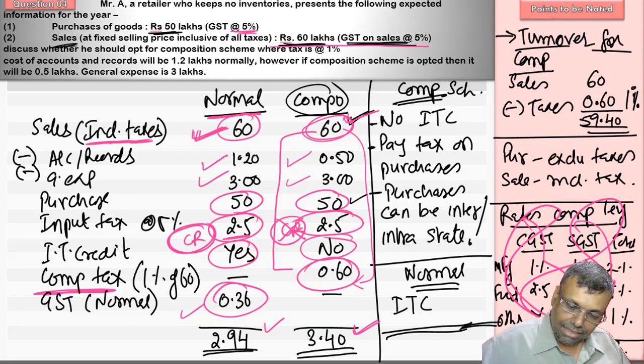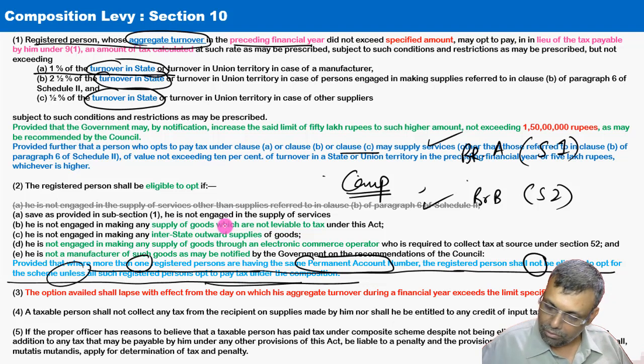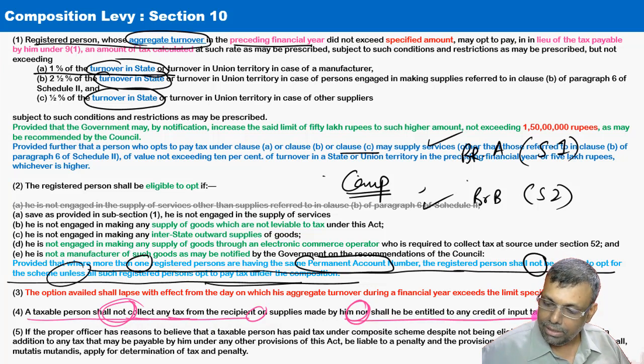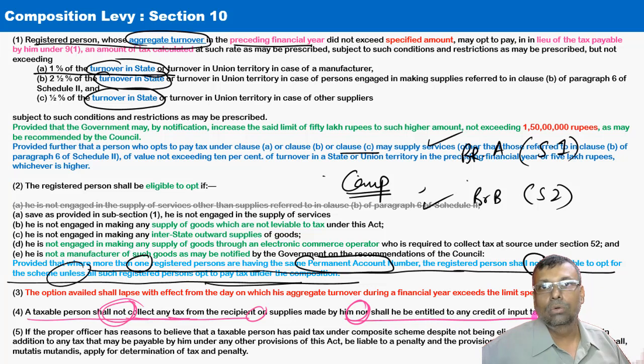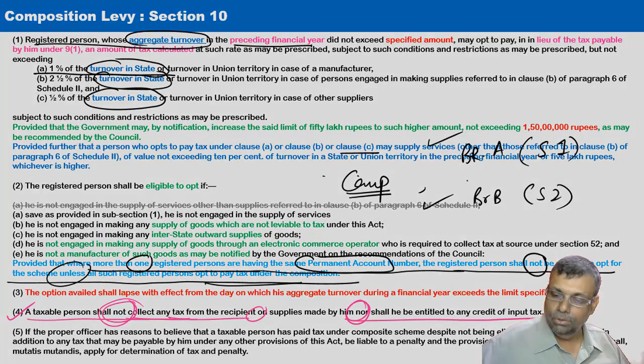So this is how it is going to be different with respect to your tax calculations with respect to the composition. And this point, friends, I just want to bring to your notice, it is already provided here also. A taxable person shall not collect any tax from the recipient on the supplies made by him, nor shall be entitled to any credit of input tax. So neither can you collect the tax, nor will you be eligible for input tax credit. That was one of the clauses kept in mind from the composition point of view.